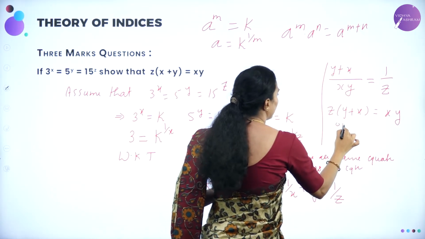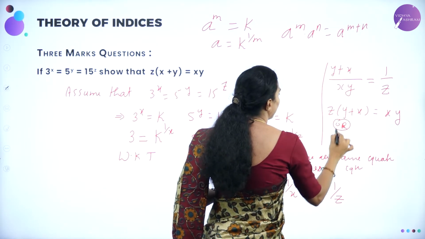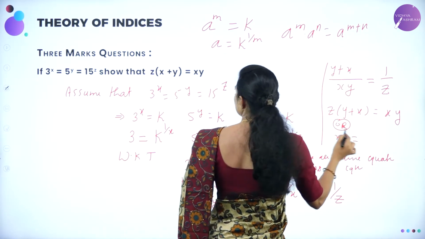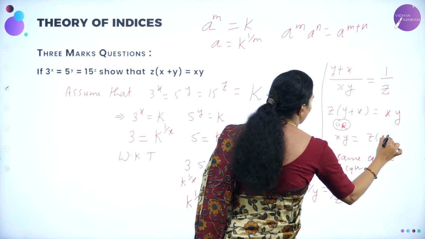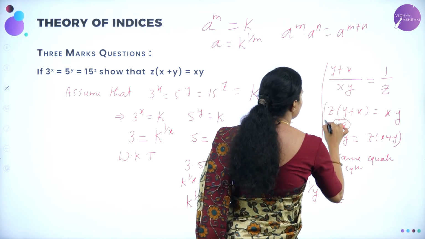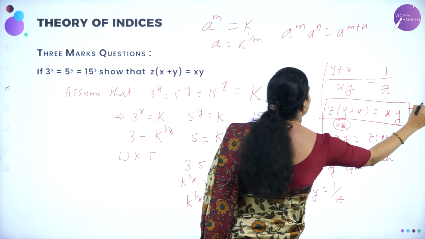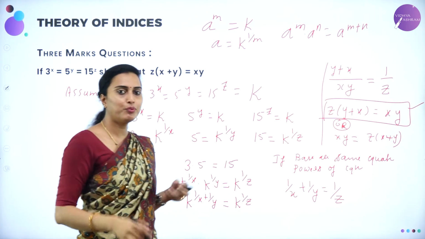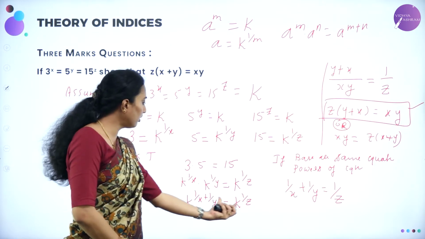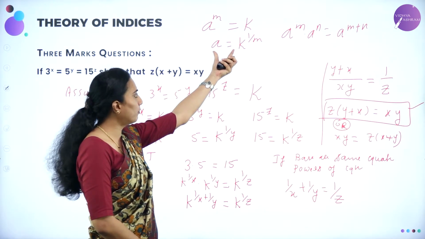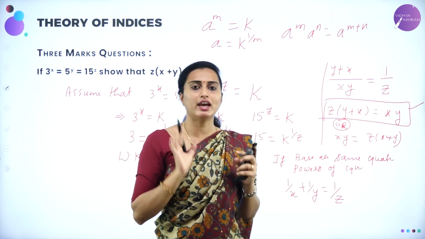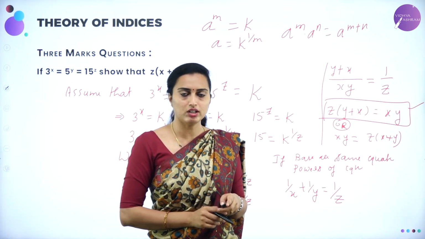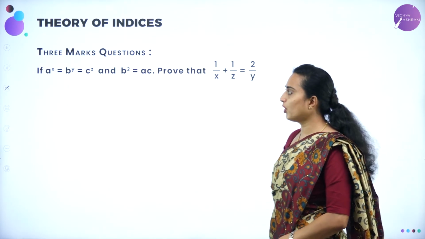Or you can write it as xy is equal to, that's what they have asked, no? The same thing. z into x plus y. This is your answer, right? This is your answer. Correct? That is the proof. One thing you have to observe here is this formula: if the bases are the same on both sides, I can equate their powers. Understood? We'll be moving on to the next problem.